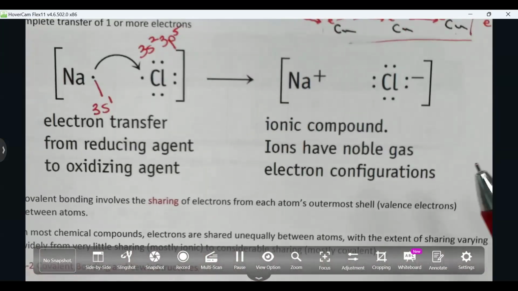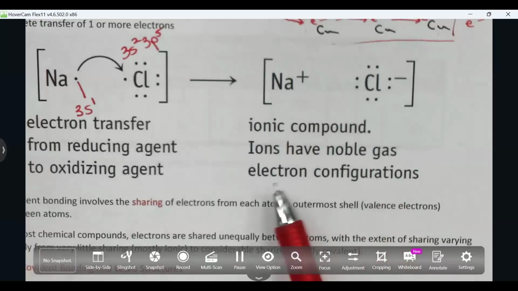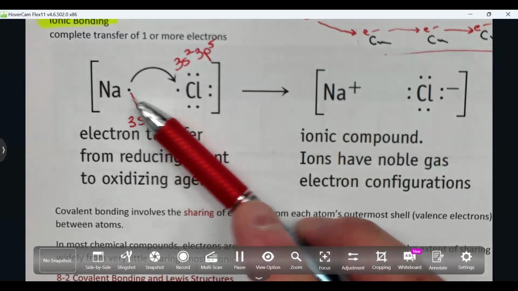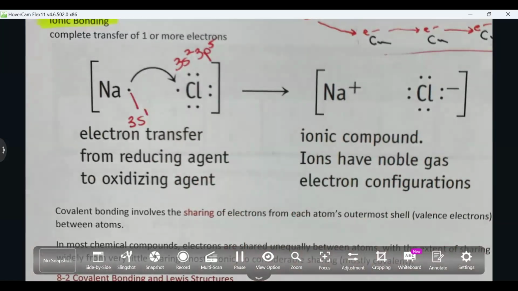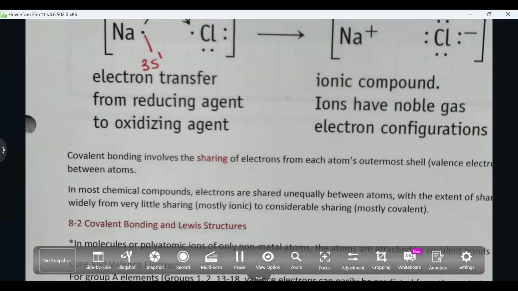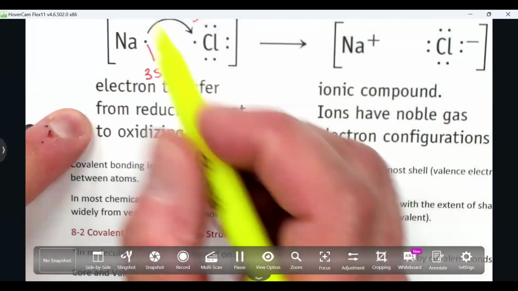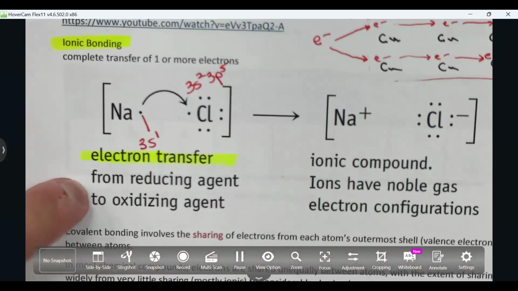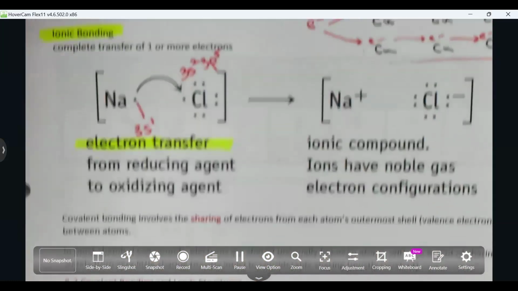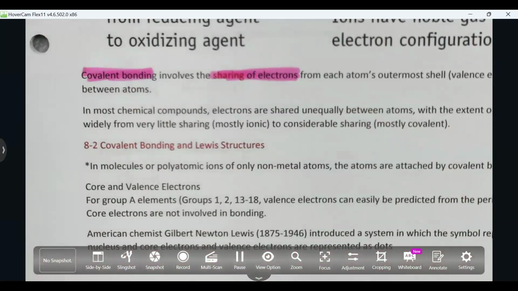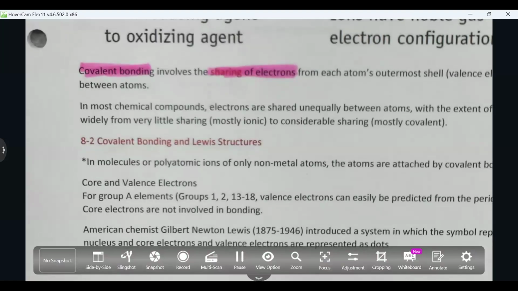For an ionic compound, ions have noble gas electron configurations. We really talk about this electron leaving one and going to the other. That's not quite 100% true. For ionic, we use the word electron transfer. For covalent bonding, it's all about sharing of electrons.